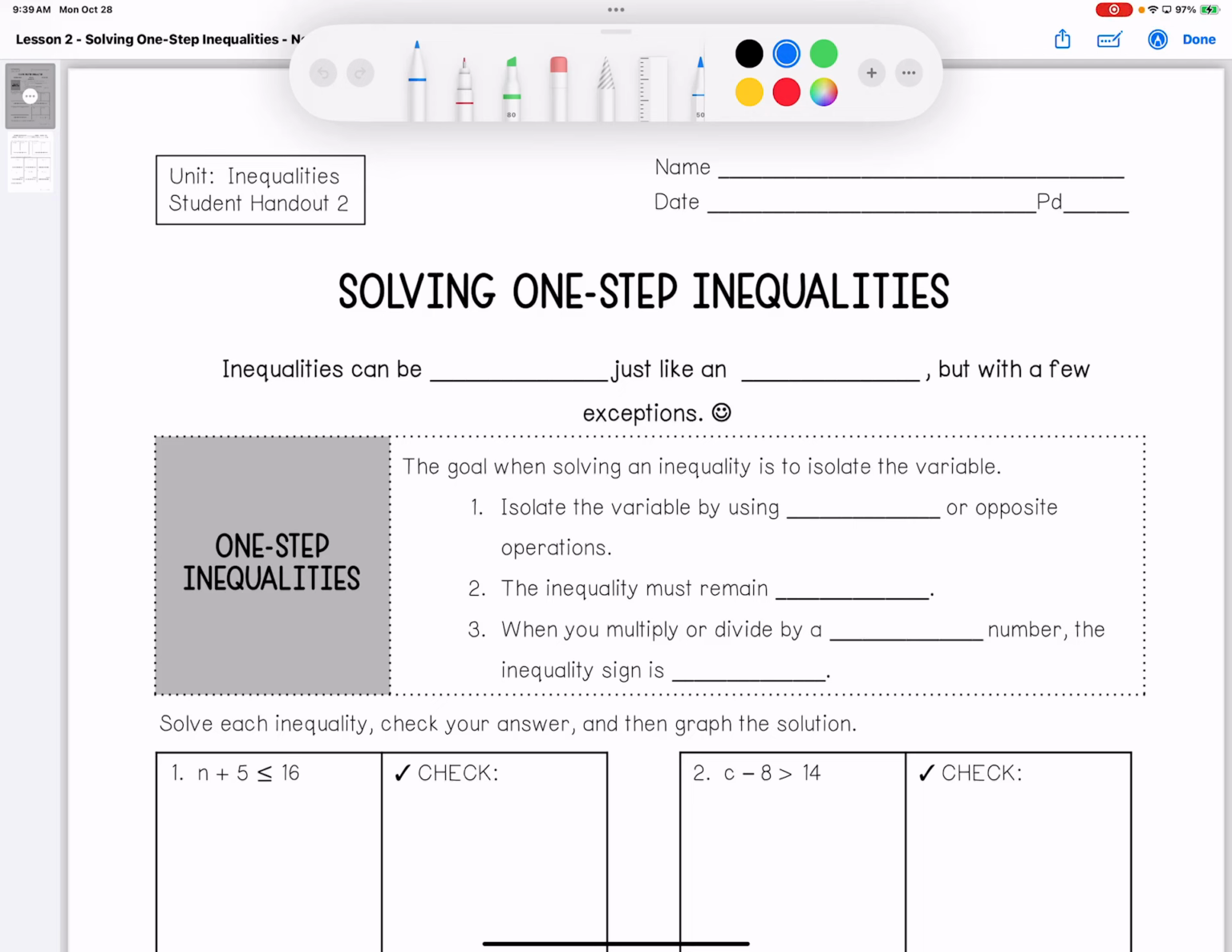This is still the inequalities unit. This is lesson number 2, student handout number 2.